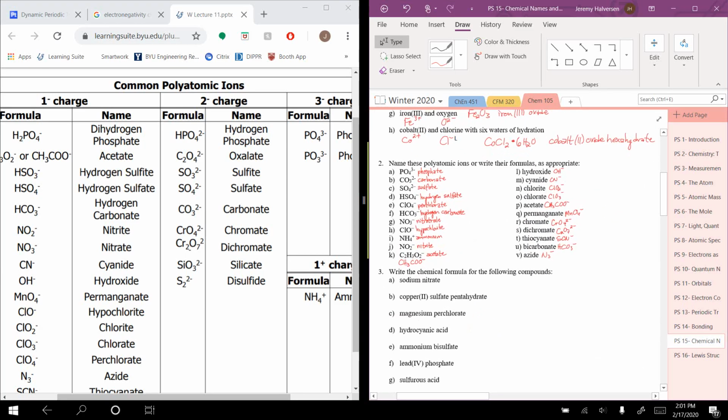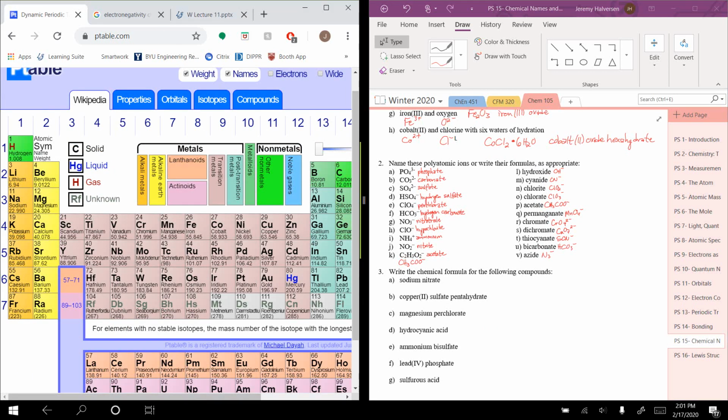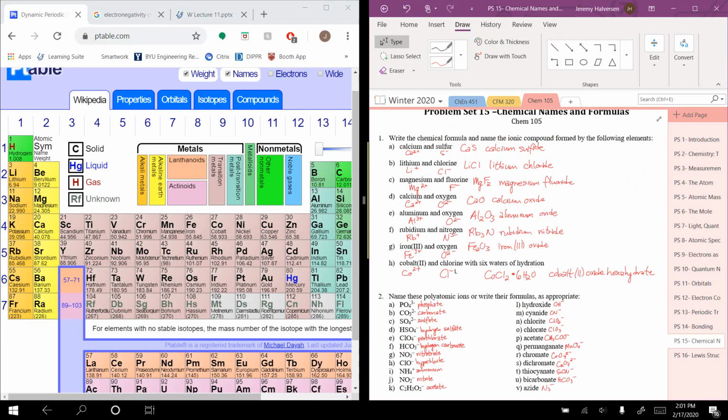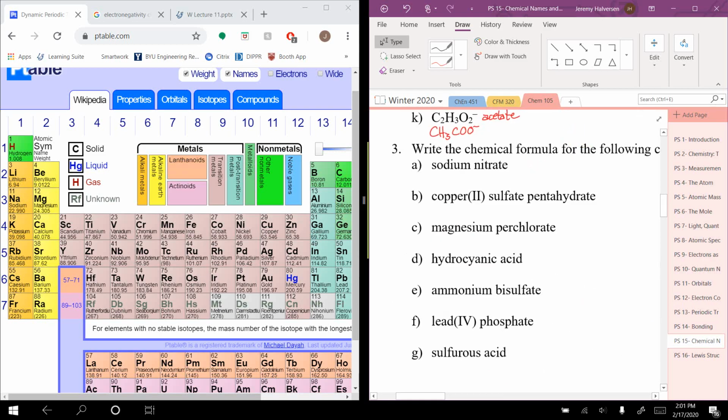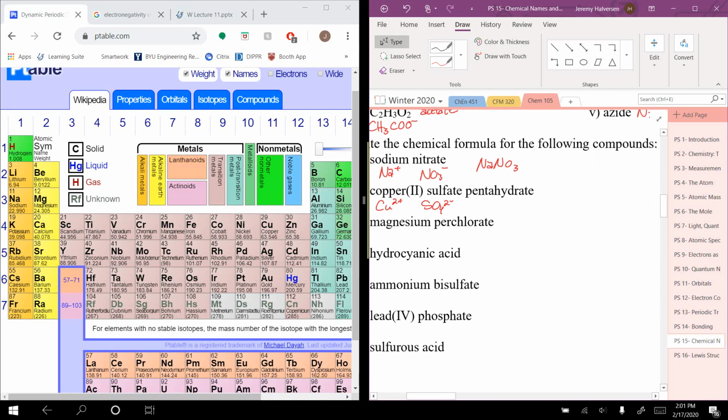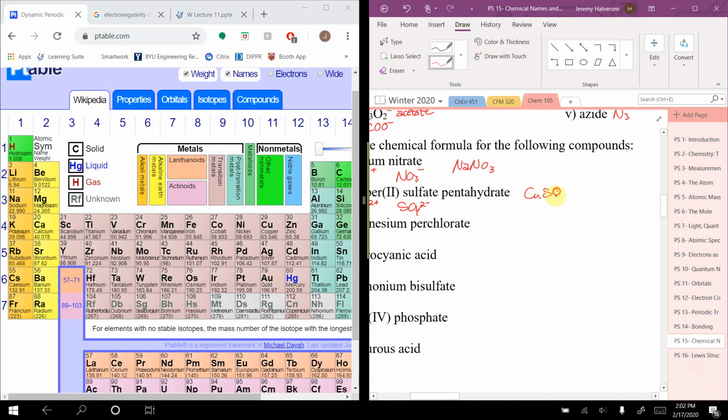Alright, and we want to write the chemical formula for the following compounds. I'm going to jump back over to my periodic table. This is doing the same thing we did in number 1, but in the opposite direction. So, sodium nitrate, and we have some polyatomic ions. So sodium Na plus, nitrate NO3 minus, so it's going to be NaNO3. And then we get copper 2, sulfate, that is SO4 2 minus, and then pentahydrate, so we just need one of each to balance.